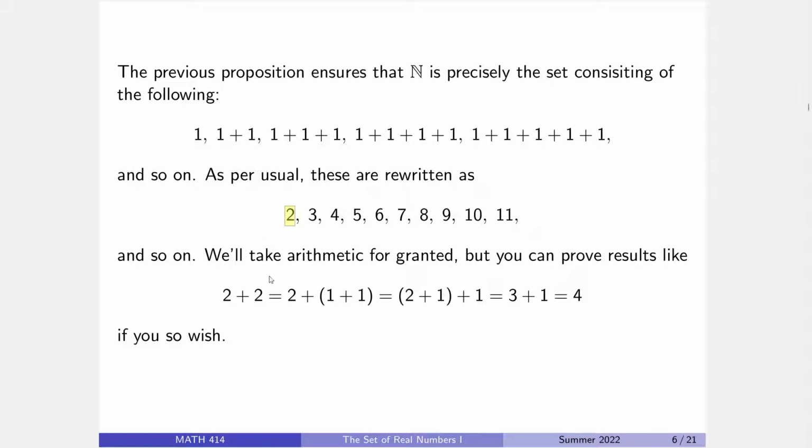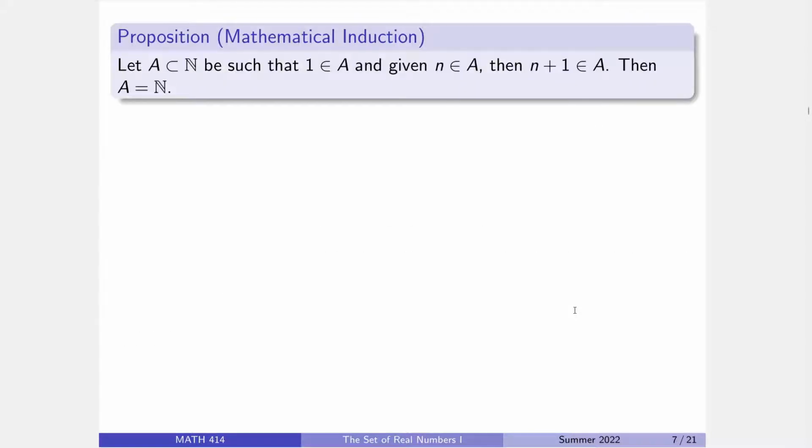What you do prove is that 2 plus 2 is equal to 4, which you can formally prove by noting that 2 is 1 plus 1. The associativity of addition allows us to move this over here. 2 plus 1 is 3, and 3 plus 1 is 4. So if you want to prove every arithmetical fact out there, you can, if you want to. But we'll go ahead and say, yeah, numbers add up the way that they always have added up. Nothing weird's happening there.